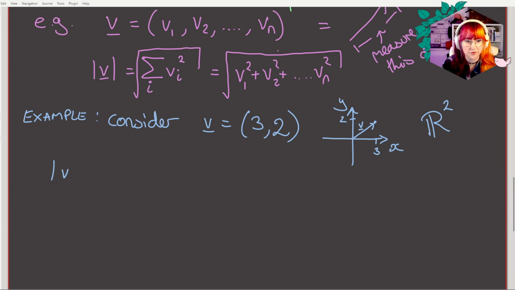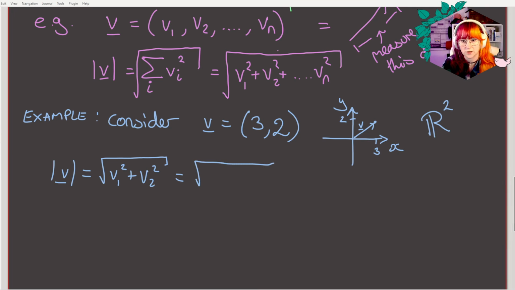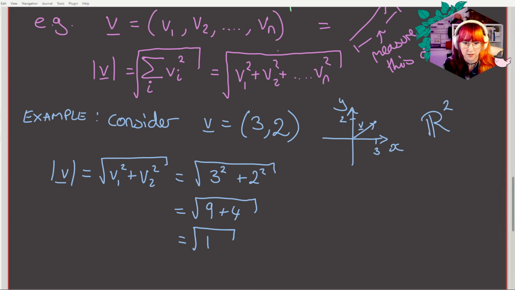Then the norm of v is, as we say, the square root of v1 squared plus v2 squared, which is the square root of 3 squared plus 2 squared, 9 plus 4. What is that? Root 13. So the length of that vector is square root 13.